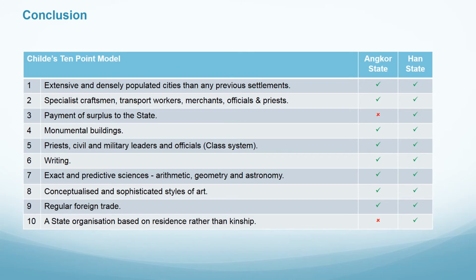In conclusion, the Han Empire meets all of Childe's elements for a state, and although Angkor did not meet all of the traits of the 10-point model, it's clearly a state as it meets the majority of the requirements of statehood. A comparison of the two states has now been completed.